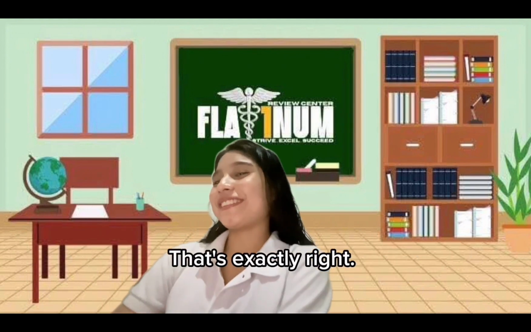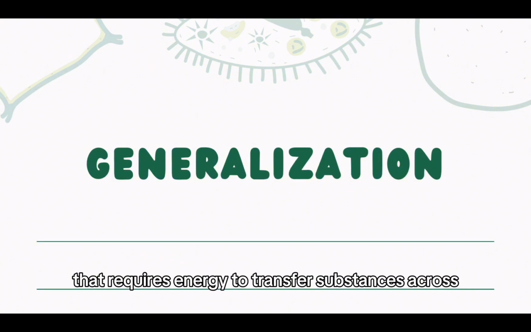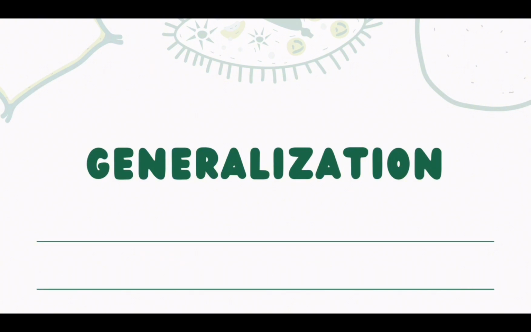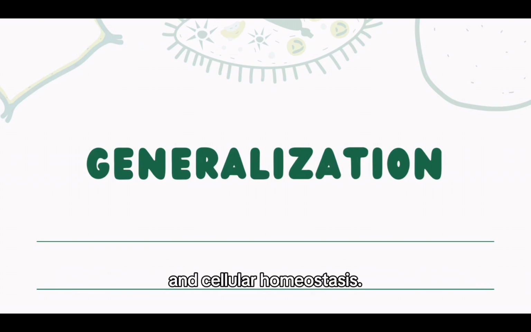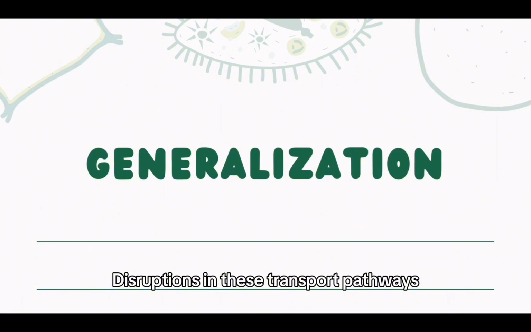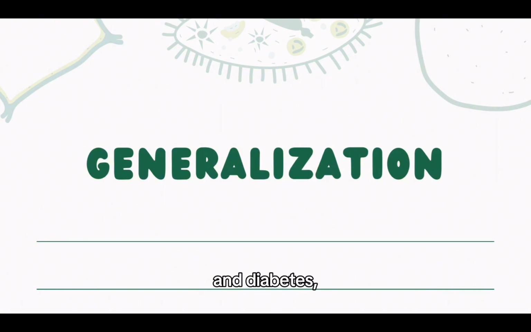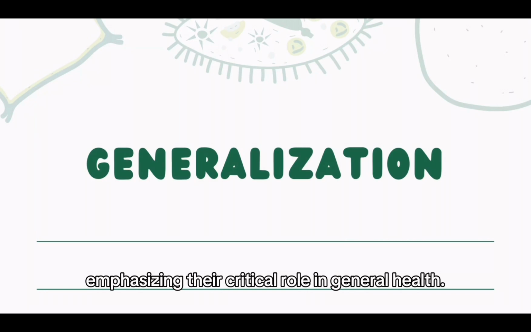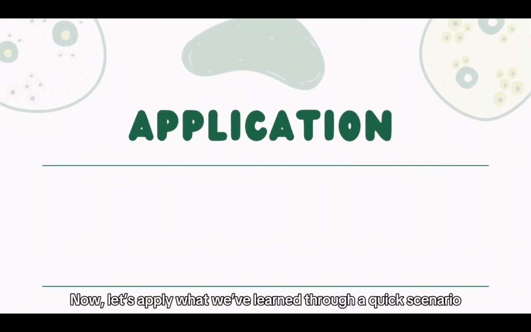That's exactly right. In summary, active transport is an important cellular function that requires energy to transfer substances across concentration gradients. It helps with nutrient absorption, signal transmission, and cellular homeostasis. Disruptions in these transport pathways can result in serious illness, including cystic fibrosis and diabetes, emphasizing their critical role in general health. Now let's apply what you've learned through a quick scenario.